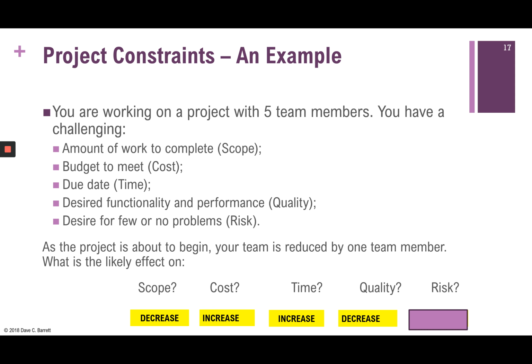And then finally, if we keep the same scope, cost, time, and quality, what happens to our risk? Are we riskier or less risky? Well, our risk is going to go up. There's more of a risk of something failing, of us missing a due date and so on. So that's an example of constraints.